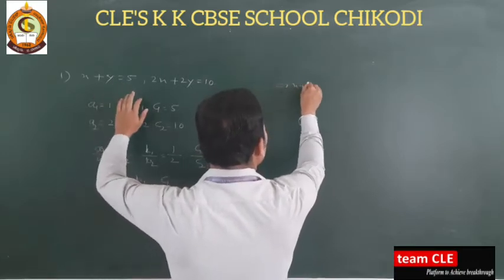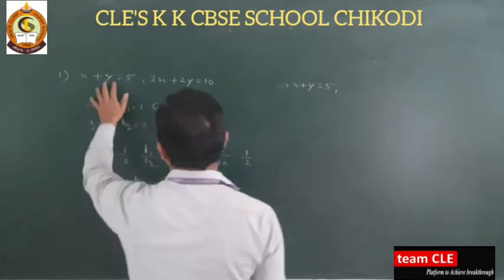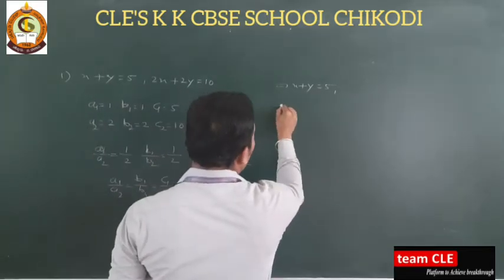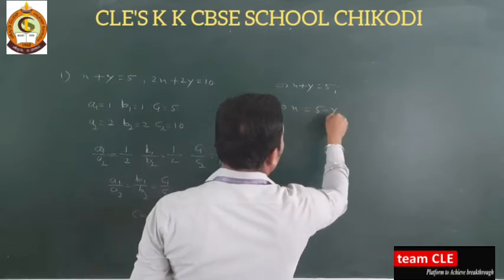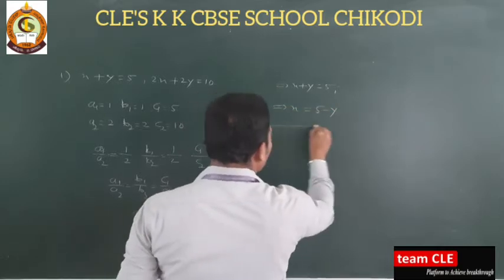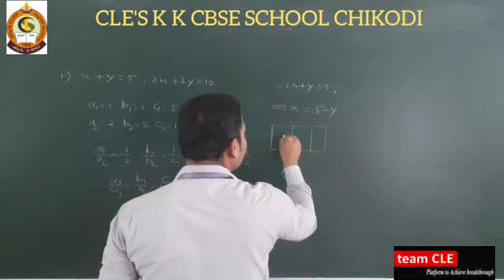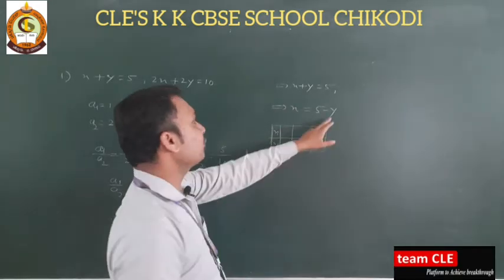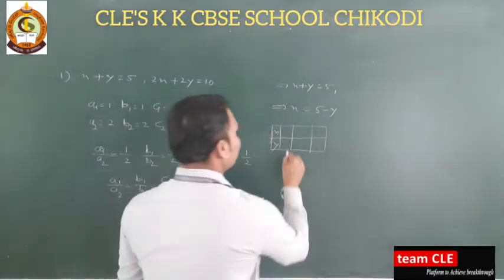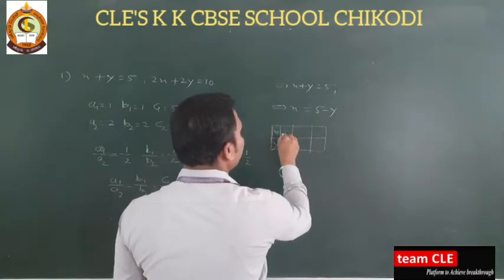Now from the first equation, x plus y is equal to 5, what I will be doing is I will take x on one side. So x is equal to 5 minus y. Now I will get the values of x and y. Okay. Now I draw a table with 3 columns, x and y. Now substitute the value of y here. If you substitute y as 10, how much will you get? You will get minus 5.